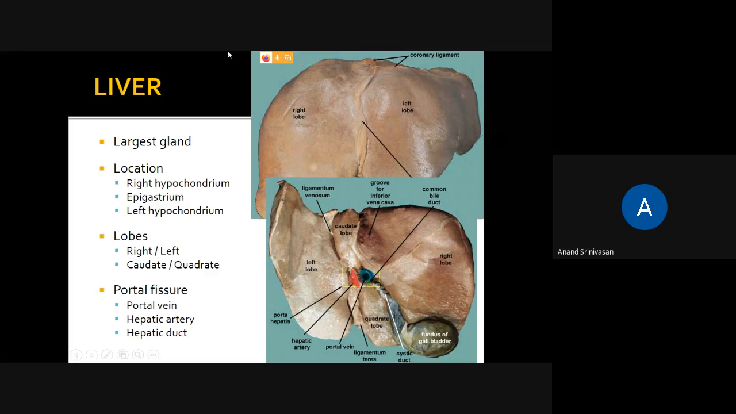The liver is the largest gland, occupying the right and left hypochondrium as well as the epigastric region. It has four lobes: right lobe, left lobe, caudate lobe, and quadrate lobe. In the center, there is the portal fissure through which the portal vein, hepatic artery, and hepatic duct pass. So the three structures are located in the hilum of the liver, also called the portal fissure.